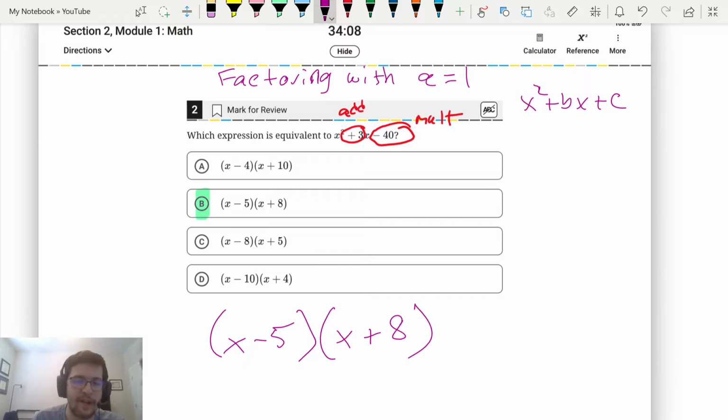You can also kind of do this by guess and check. Like, if you looked at A, you could do minus 4 plus 10, and you would get 6. And you go, oh, that doesn't add to 3, so that's wrong. C doesn't add to 3. And D also does not add to 3.